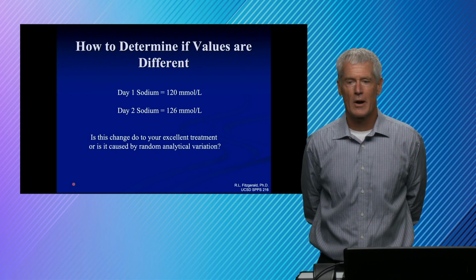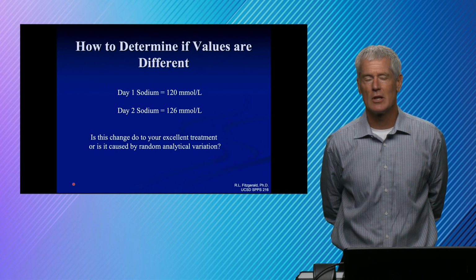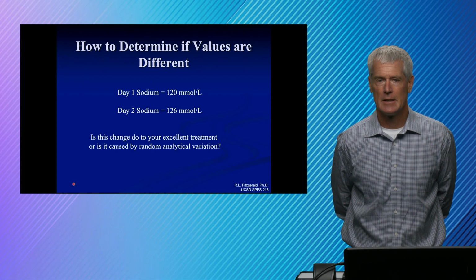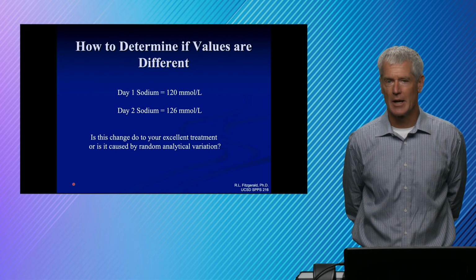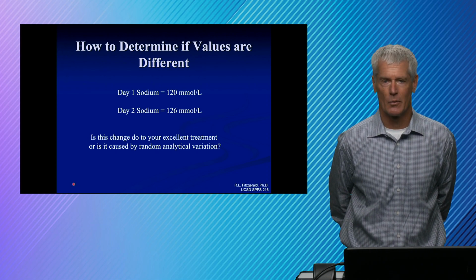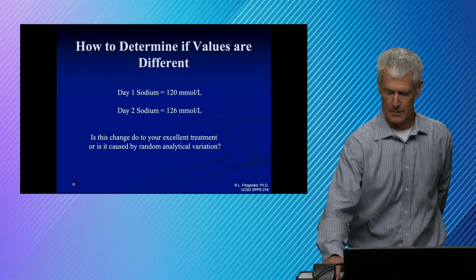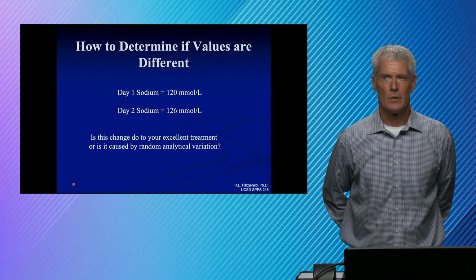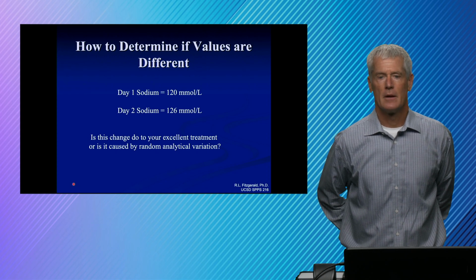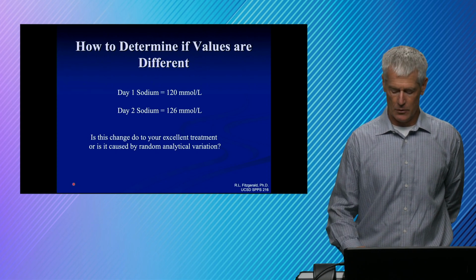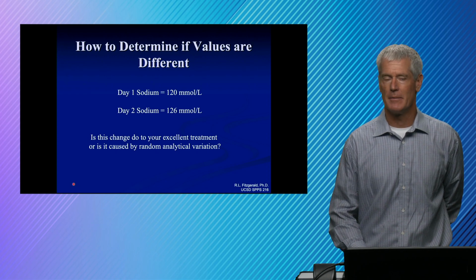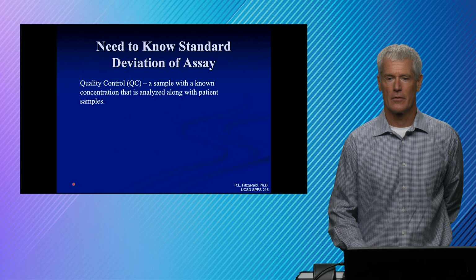One of the problems with laboratory medicine is that we don't report error bars. We just report a sodium as 120, and it's really up to you to figure out if it's getting better or getting worse. Unfortunately, we don't give you all the data to figure that out, and you really have to contact the lab if you're concerned about whether or not the measurements are changing or if they're actually the same.